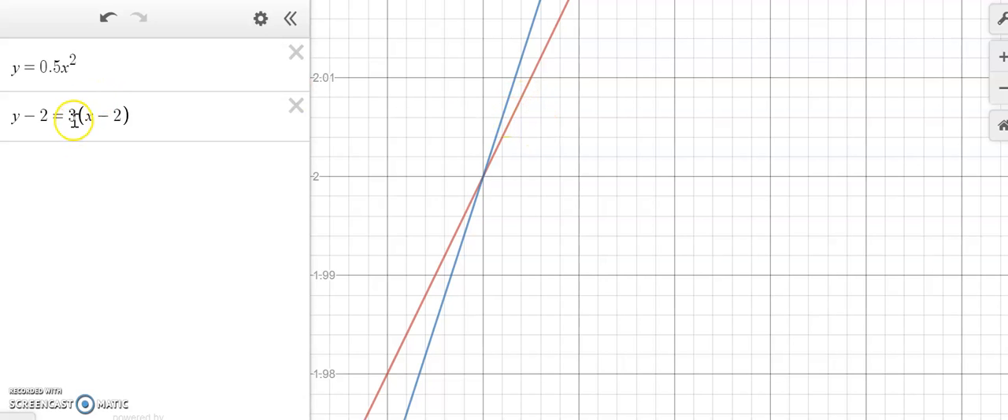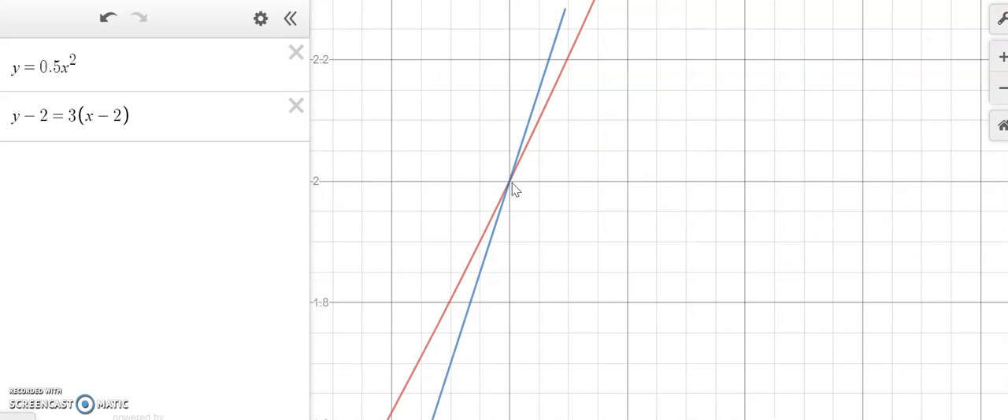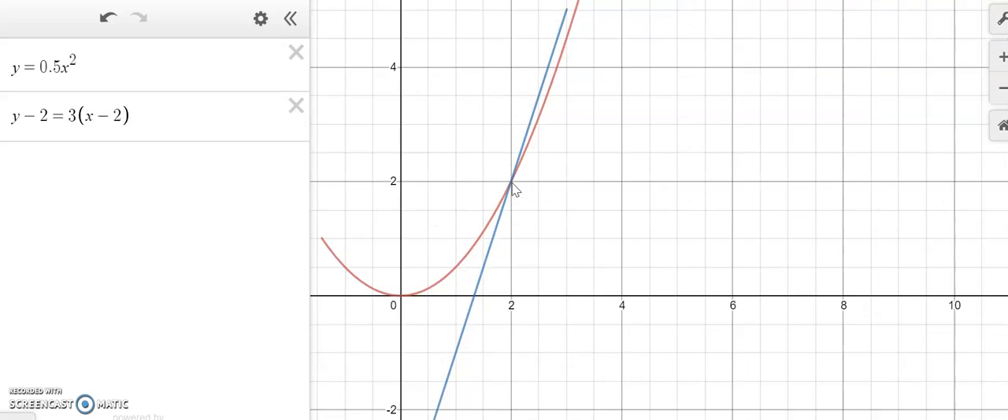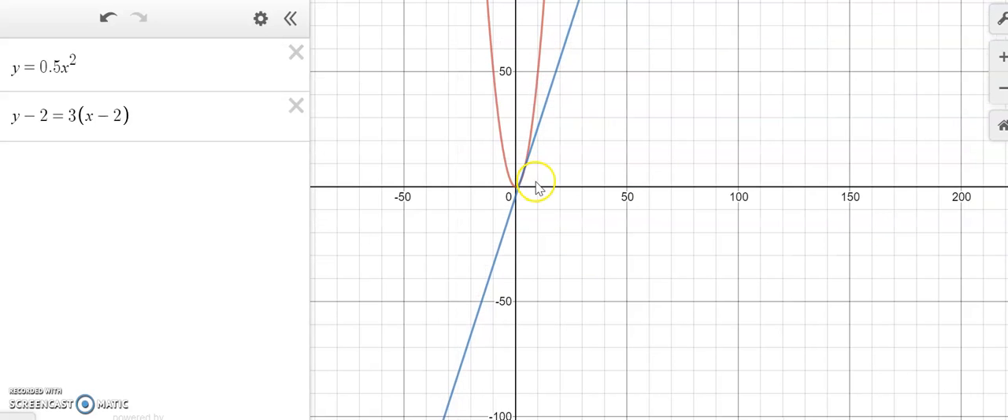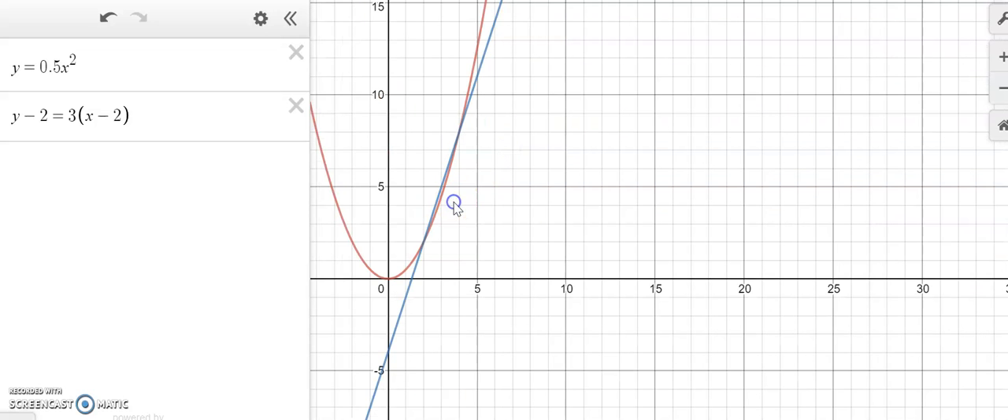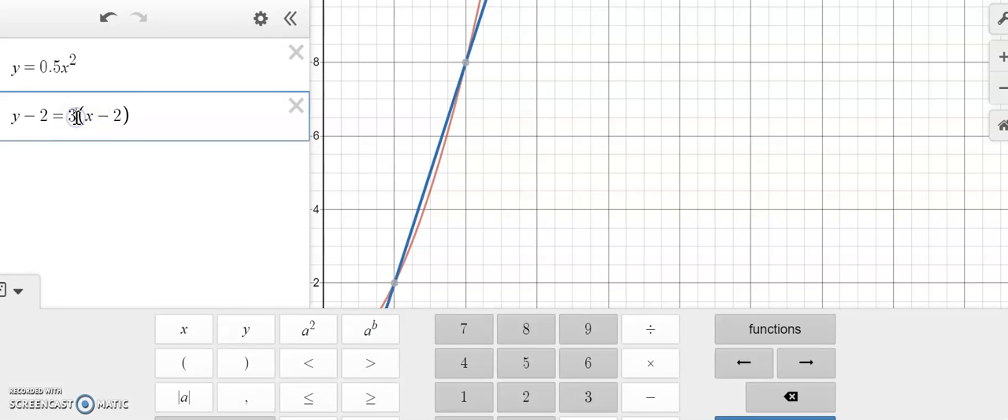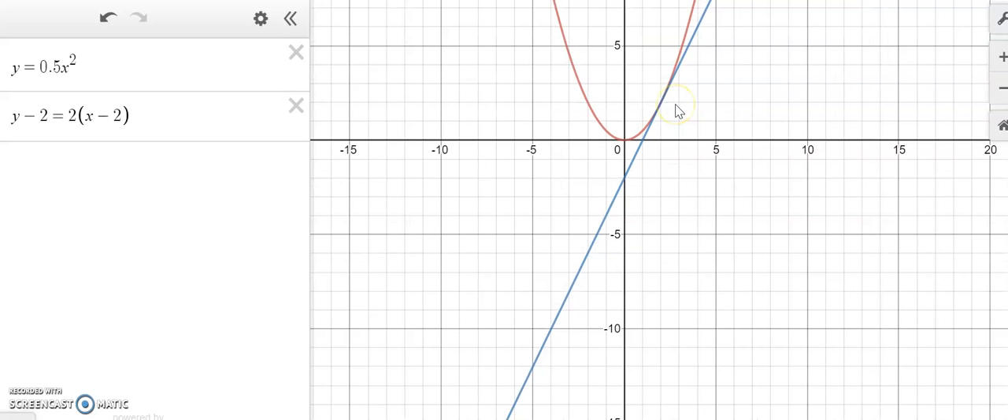So in this case, when I changed that slope to 3, that was no longer a tangent line. It was what we call a secant line, and that secant line's slope was not going to be a good way of finding the slope of that curve at that point of tangency. At (2, 2), right? So if I change it back to 2, and I look at that, you can see that this curve and this tangent line have the same slope.